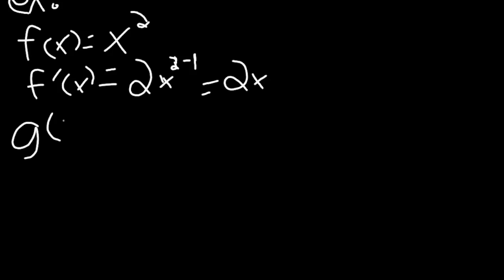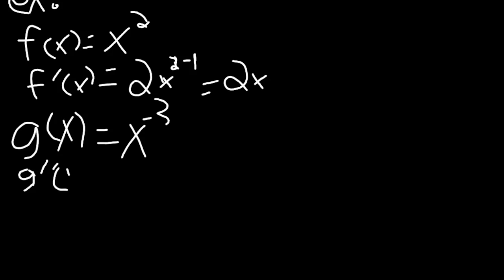So let's say g of x is equal to x to the negative third. And now, what's g prime of x? Let me just write all that. Sorry, having some difficulty here. All right, so g prime of x. Remember, we're bringing the exponent to the front: negative 3x, and we're subtracting 1, which means negative 3 minus 1, which makes this negative 4.